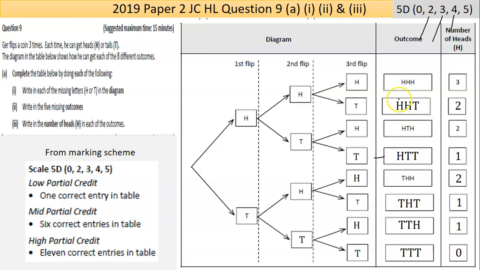Okay, but a lot of work involved in getting this. I'd say it was a disaster to mark. It's just so intricate. You have to go through it, and it's worth so few marks in the end. Anyway, that's question 9, part A, 1, 2, 3.